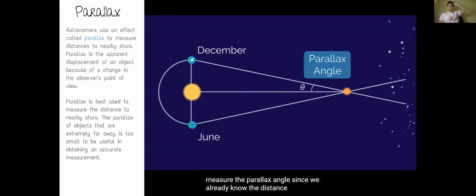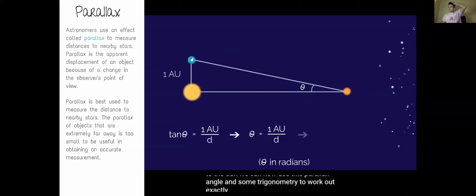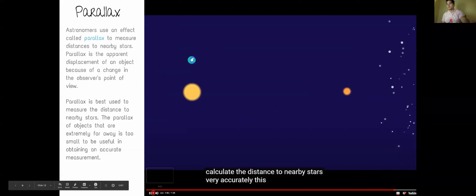Since we already know the distance from the Earth to the sun, we can now use this parallax angle and some trigonometry to work out exactly how far away the star is. This is really useful because it allows us to calculate the distance to nearby stars very accurately.